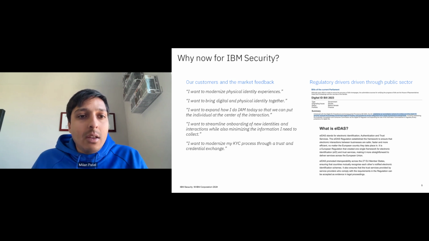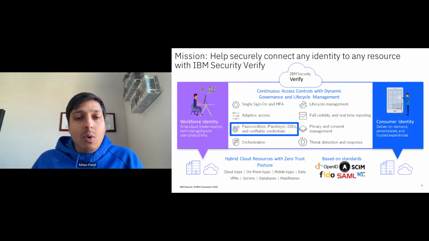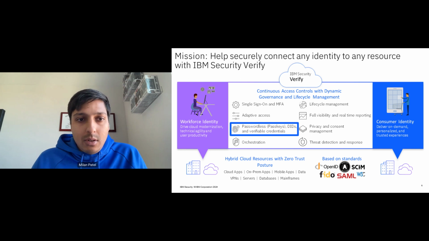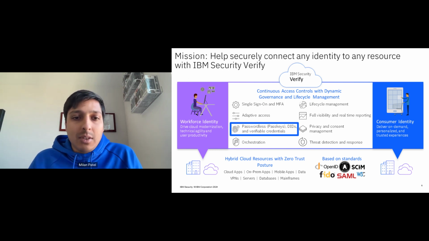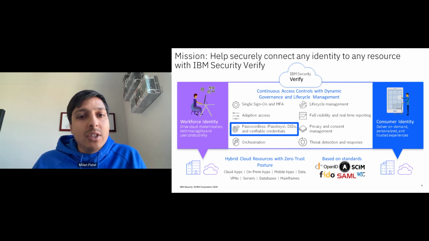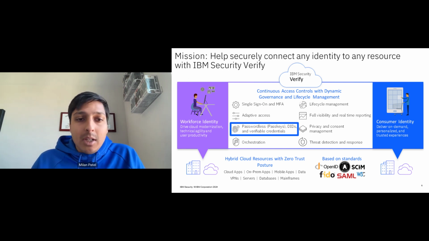So with that, how are we bringing this in the context of what we deliver in market? So today, IBM Security Verify's mission is to help securely connect any identity to any resource. We work through delivering identity and access management for workforce identity and consumer identity, right? And at the core of what we do is enabling things around single sign-on, multi-factor authentication, risk-based authentication, lifecycle management. We have full visibility and reporting. We have a privacy and consent management engine. We can orchestrate different user journeys and experiences, and we identify threats.